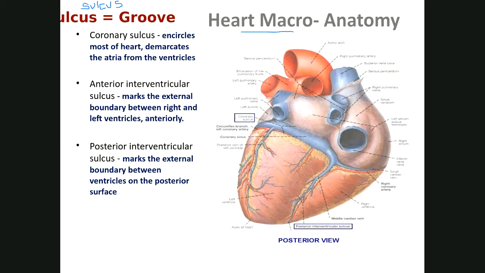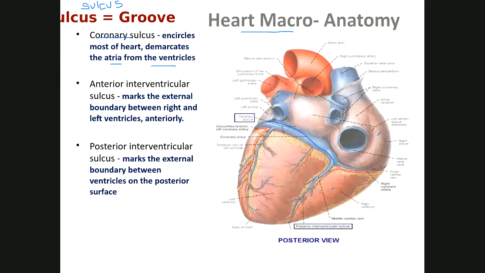So the coronary sulcus is this one right here. It's a groove that separates the atrium from the ventricles. So it encircles the whole heart, and it's going to separate the atria from the ventricles. And we'll learn that within the coronary sulcus, the coronary sinus sits in there.